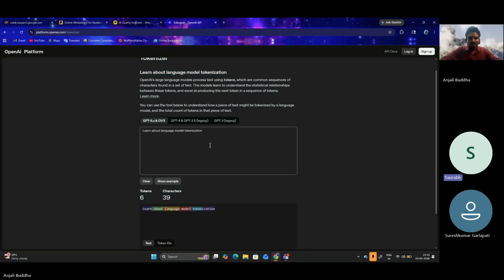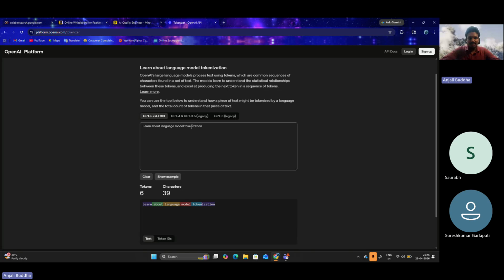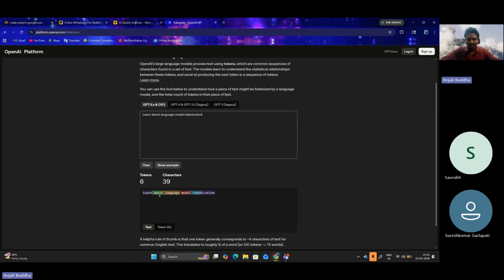The number of characters is 39, but the number of tokens is 6. Learn about language model tokenization: there are approximately 5 English words, but the number of tokens is 6. So how is it dividing it? Tokenization is divided into one token and the second one is ization.